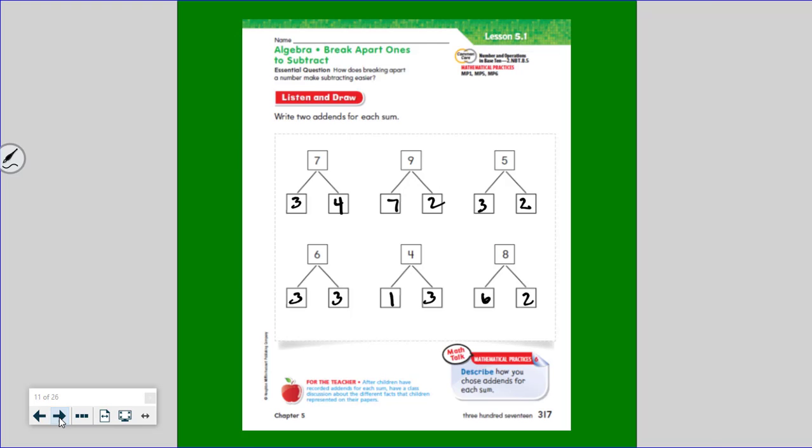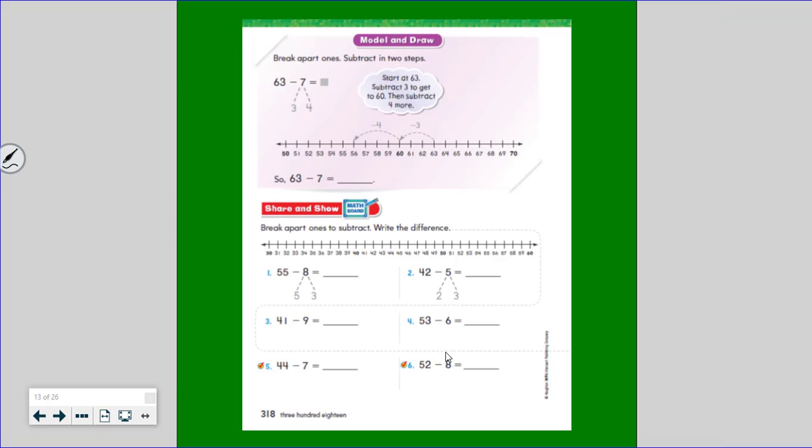All right, let's go to the next page. So we're at the model and draw. Remember, the model and draw, that's the learning part of the lesson. This is the part you really got to pay attention to, because this answers that question that we started with: how does breaking apart a number make subtracting easier to add? So we're going to find that out right now.